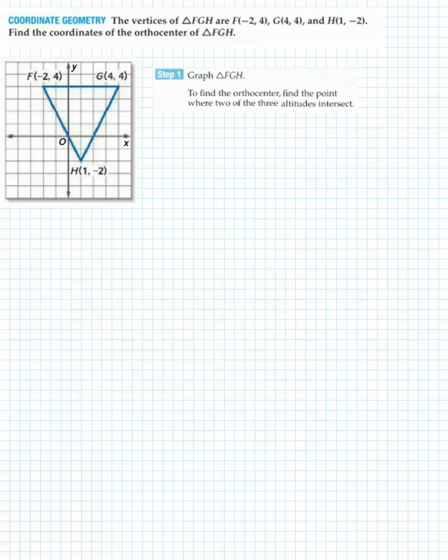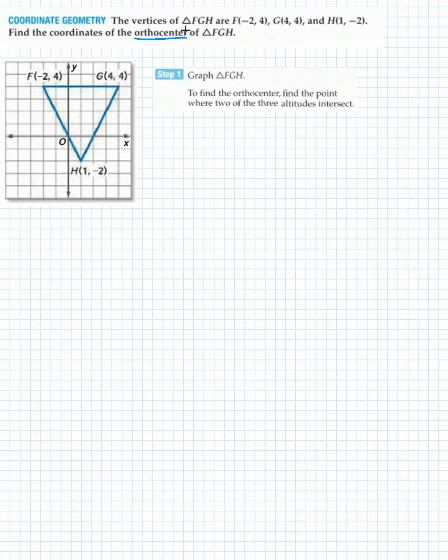Find the coordinates of the orthocenter of the triangle. Okay, so to find the orthocenter, we have to know what that means. The orthocenter is the intersection point of all three altitudes of a triangle. So recall what an altitude means.